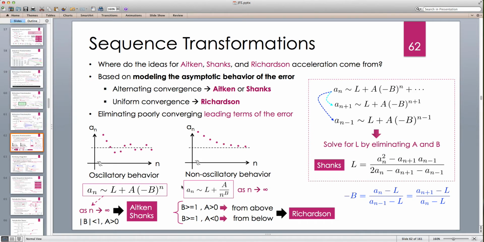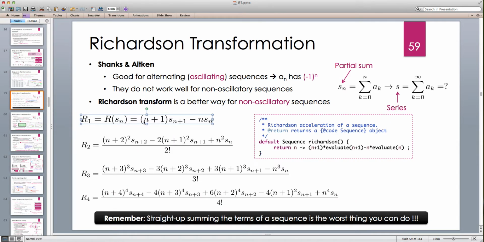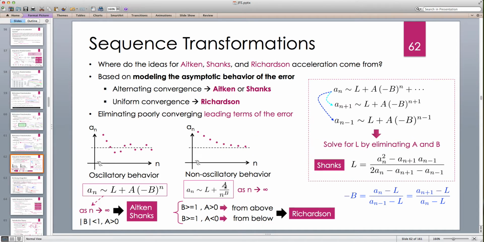So if we go back and use this model and apply the definition of, for example, first order Richardson, here we see that n plus 1, Sn plus 1 minus n Sn causes the error to go from 1 over n to the b to 1 over n to the b plus 1. So now the order of error goes from b to b plus 1.